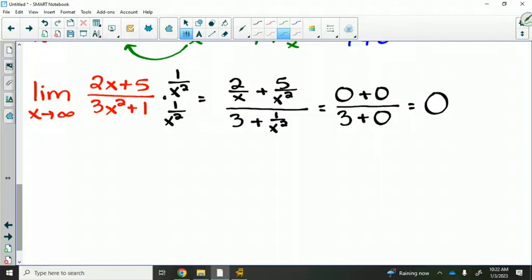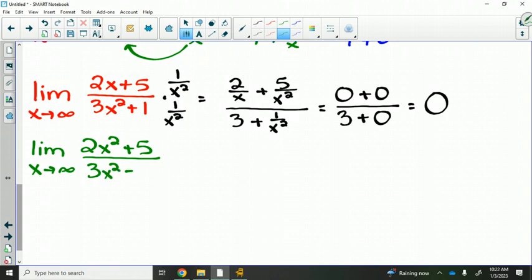Second one, we're going to do the limit as x approaches infinity. We're just going to tweak this a little bit. 2x squared plus 5 over 3x squared plus 1.